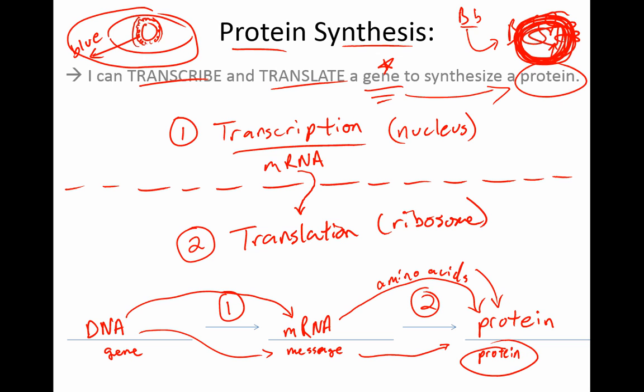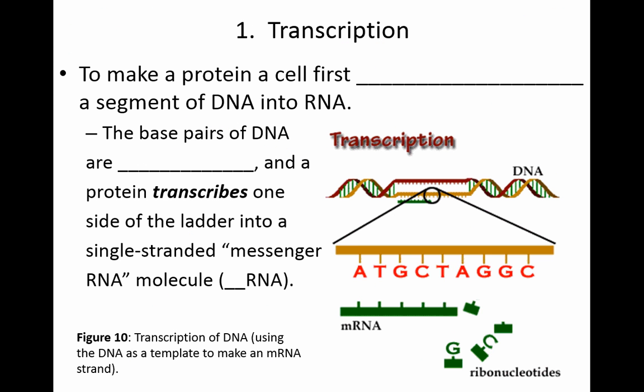So let's look at this process in detail. Step 1, or transcription. To make a protein, a cell first transcribes a segment of your DNA, known as a gene, into an RNA. So over here, I've got a model of this process, and I want you to follow along with me and take careful notes. The base pairs of DNA are first unzipped. And they are unzipped so that the cell can expose the gene.